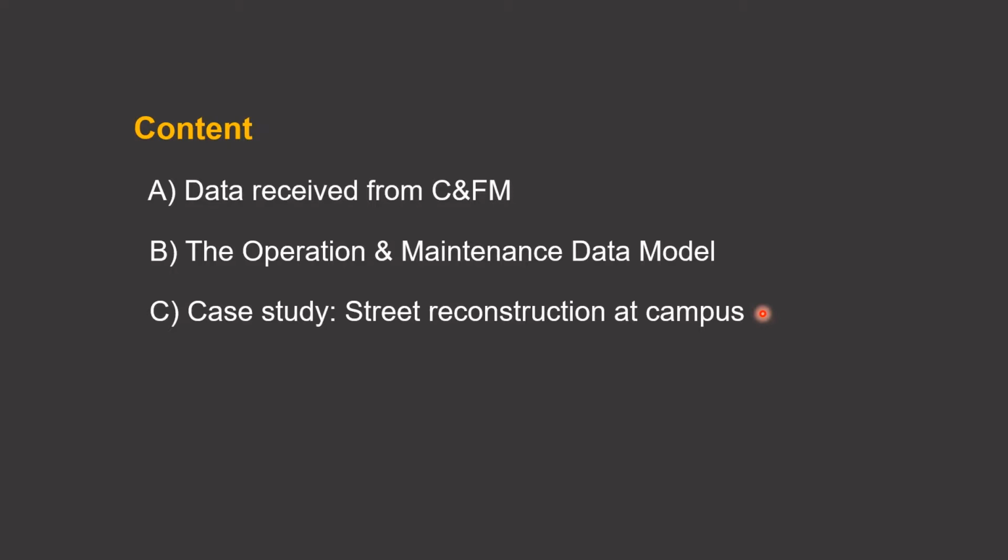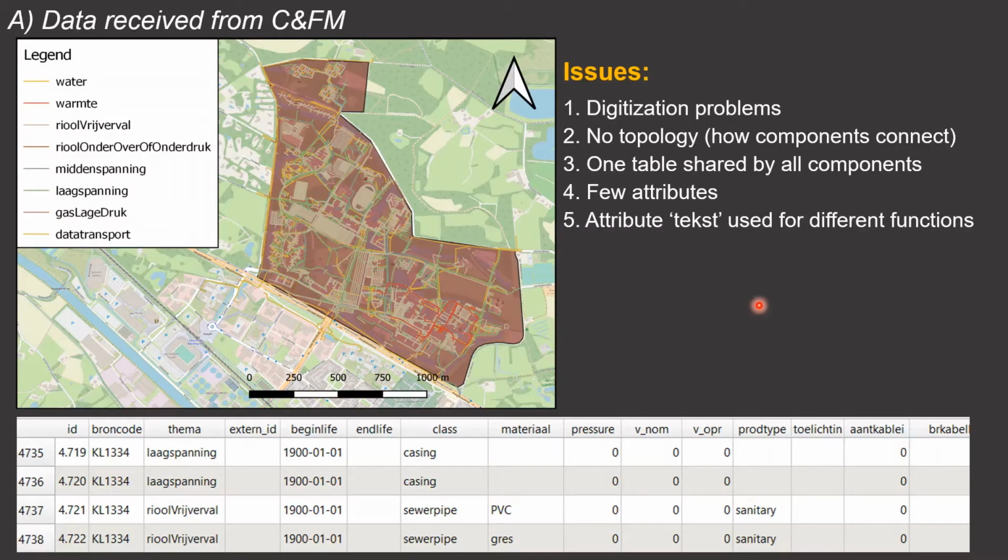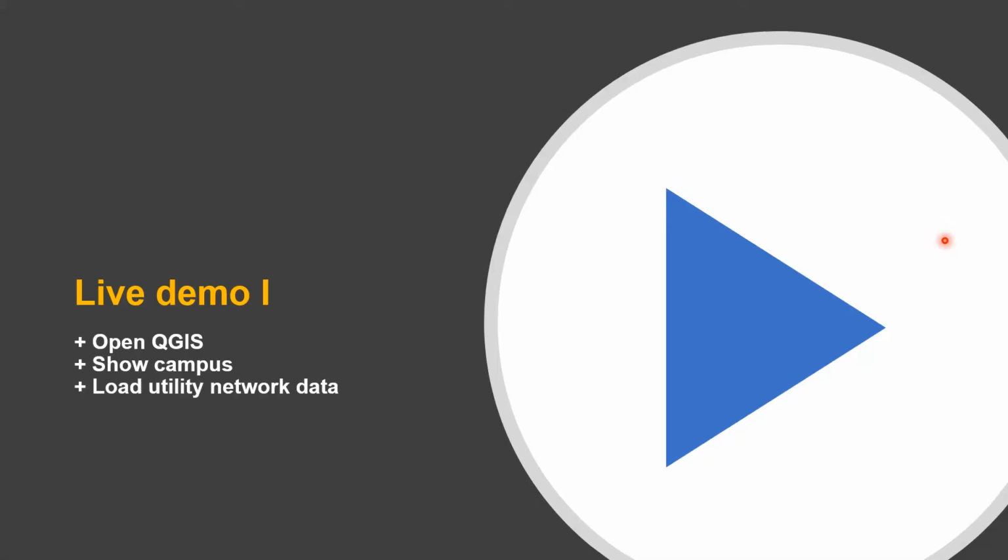So I simulated this. For the first part, the data received from campus and facility management was in fact received from the Landmeetdienst, and I have uncovered these issues while working with it. Some digitization problems: there is no information on how components are connected to each other, there is only one table shared between all of the components, few attributes, and finally this issue. We will go into more detail about this in a live demonstration that starts now.